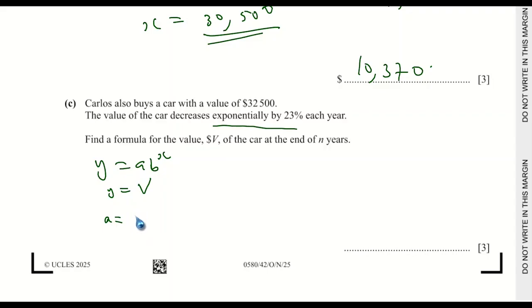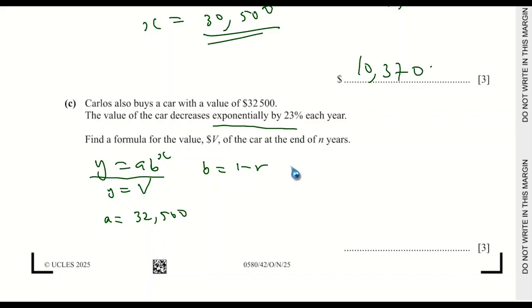I think we can substitute it, which is 32,500 here. And b, since it is exponential decay, decreasing exponentially, b equals 1 minus r. If it were exponential growth, b would be 1 plus r. That's just the difference there. So we can use this formula for exponential growth and decay. The only difference is b equals 1 minus r when it decreases exponentially, and b equals 1 plus r when it increases exponentially.